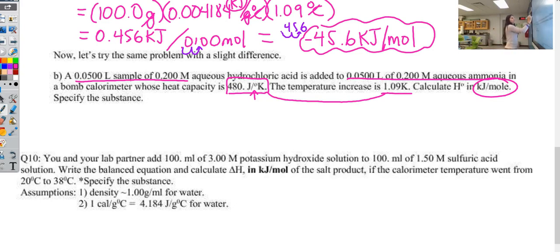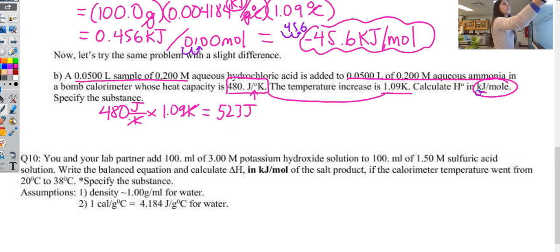So all I'm going to do is take 480 joules per Kelvin and simply multiply it by 1.09 Kelvin. My Kelvin cancels out, and what I'm getting is 523.2. Let's use 3 sig figs, so 523 joules, but I want kilojoules. It specifically says kilojoules, so I'm going to shift my decimal 1, 2, 3 places back. So I get 0.523 kilojoules, but they want it per mole.